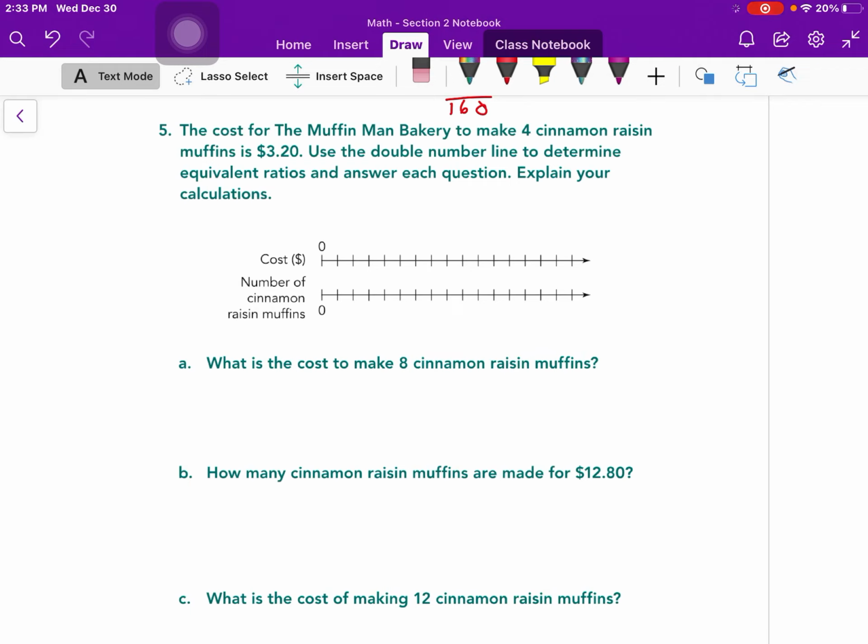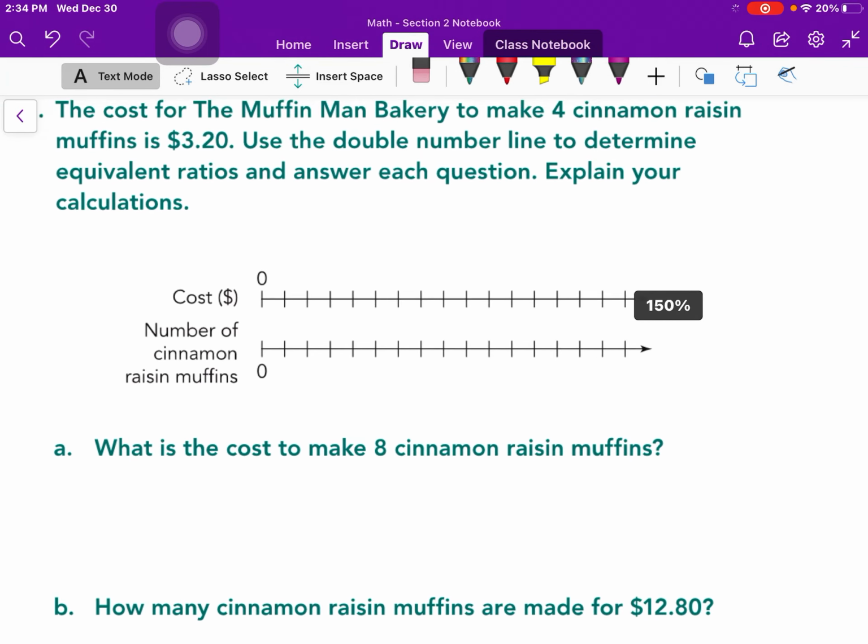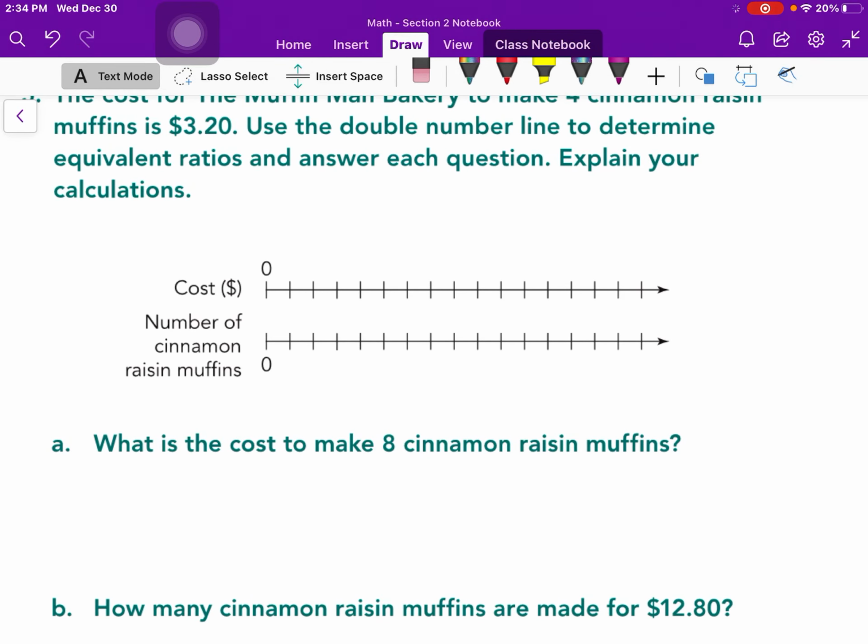Okay, we're back to look at what you came up with for number 5, for the Muffin Man one. Muffin Man Bakery is to make 4 cinnamon raisin muffins for $3.20. Use a double number line to determine equivalent ratios and answer each question. Okay, I don't know if I can go, let's see, 1, 2, 3, 4 muffins every single time. And so maybe I'll go by 2. Let's see. This could be 2.